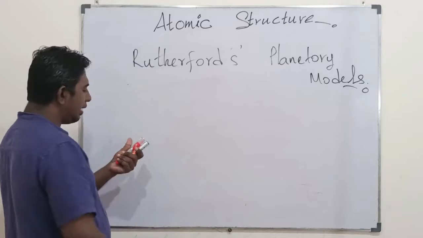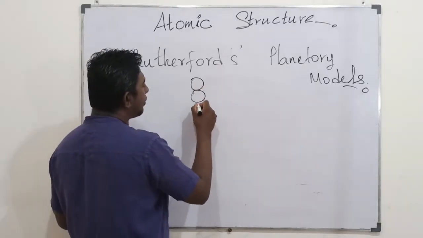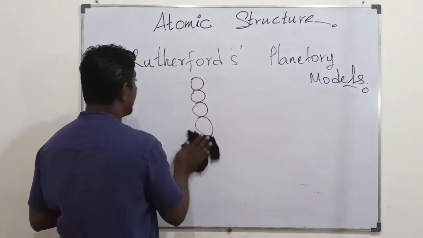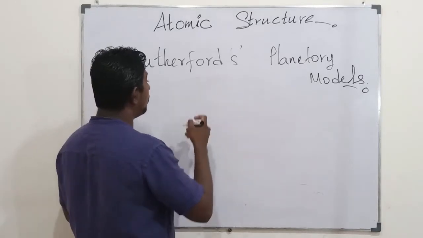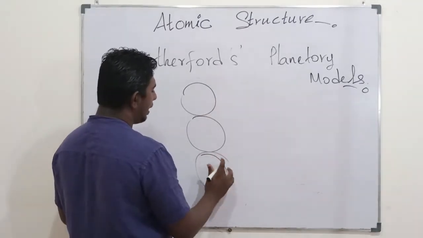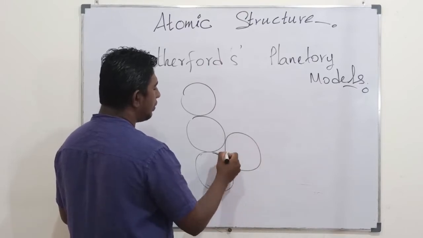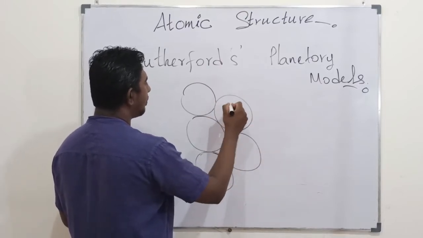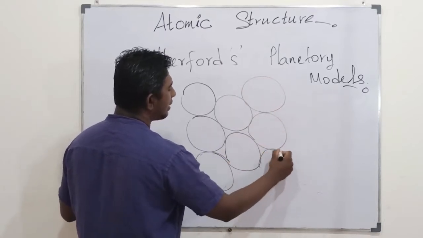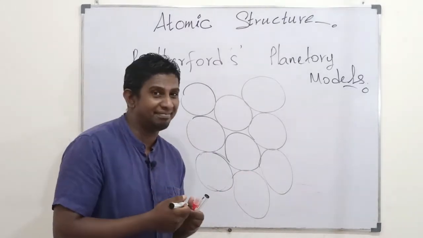A gold foil has a few layers of gold atoms. You get a few layers, shall I call them large? This is a gold atom. So not one but a few layers you get there. Let me draw two layers at least. Let's make it three layers. So you get such layers of gold atoms. This is the thin gold foil.